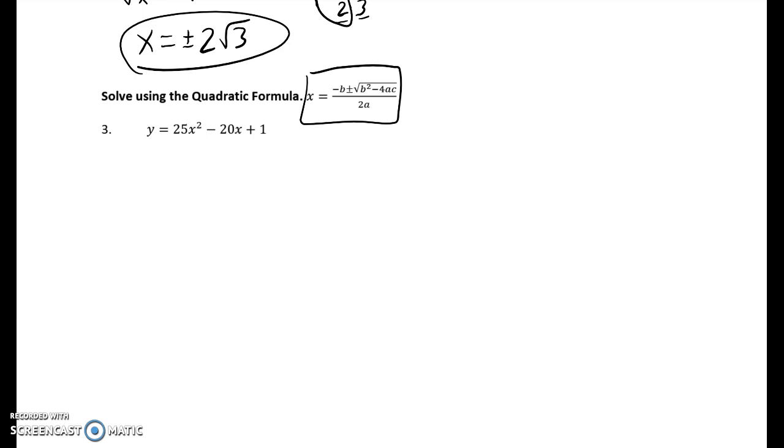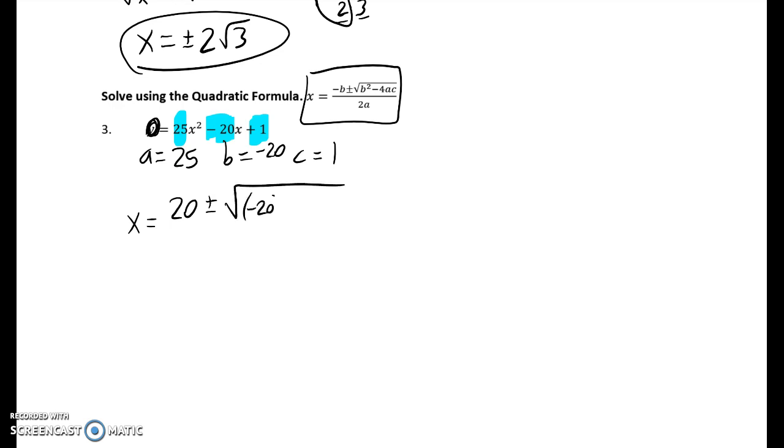So as long as you have y equals your quadratic, technically the y becomes 0 because we're solving for zeros, right? But now we just need to find a, b, and c. And a, b, and c are simply the coefficients in front of your 3 terms. Okay? So a is 25, b is negative 20, and c is 1. So now I just start plugging things in. x equals negative b. Since b is already negative, that becomes positive. Plus or minus square root of b squared minus 4 times a times c, all over 2a. I'm literally just plugging numbers into the formula.